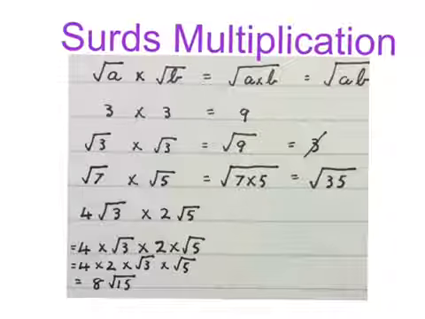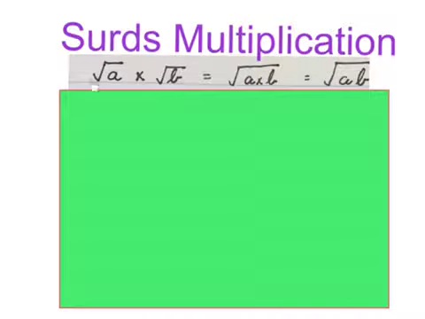Good day. In this video we're going to look at surds multiplication and how it works. The rule is that if you have two of the same roots and you multiply them, you can put one big root of those and multiply the sum underneath out and write the answer.